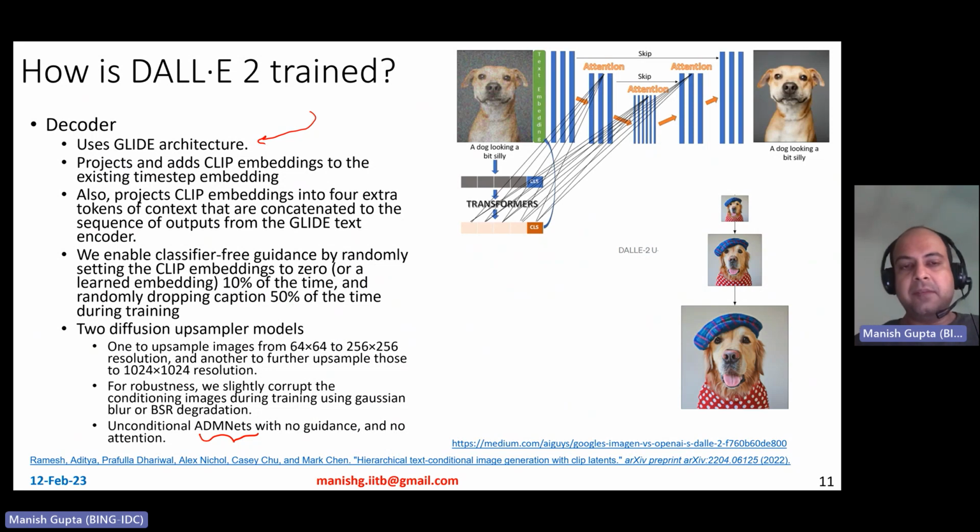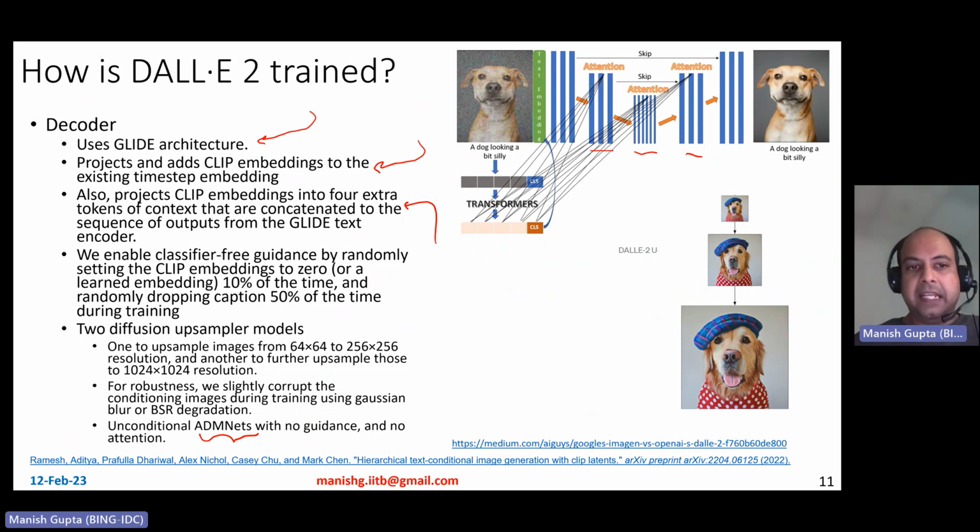How does it make use of CLIP embeddings? Well, it projects and adds CLIP embeddings to the existing timestep embedding. It also projects the CLIP embeddings into 4 extra tokens of context that are concatenated to the sequence of outputs from the GLIDE text encoder. So these things are used across different attention steps in the UNet, which is the primary architecture used for the decoder.